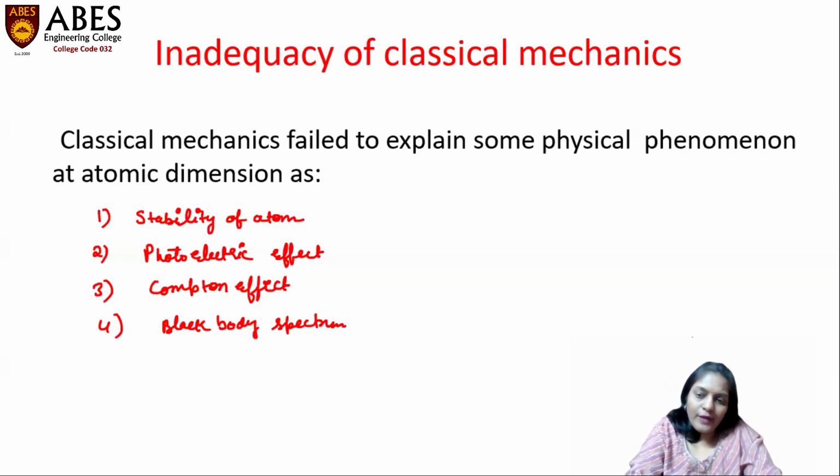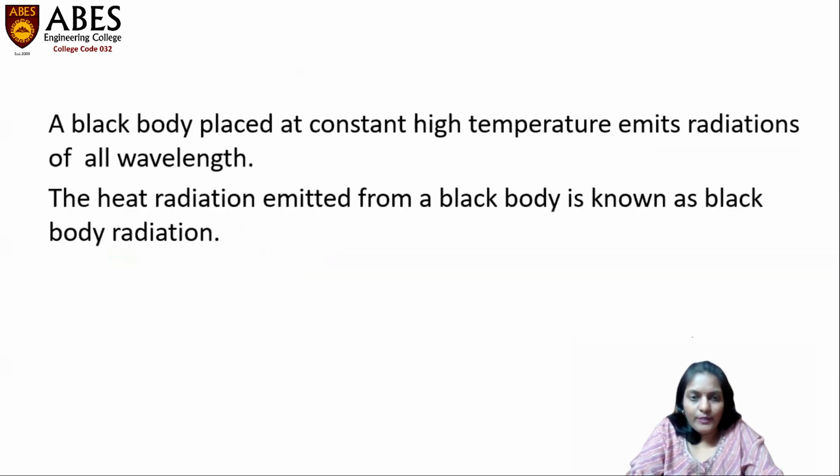First of all, I will discuss what we mean by black body. A black body means a body which is placed at constant high temperature and emits radiation of all wavelengths. The heat radiation emitted from the black body is known as black body radiation.